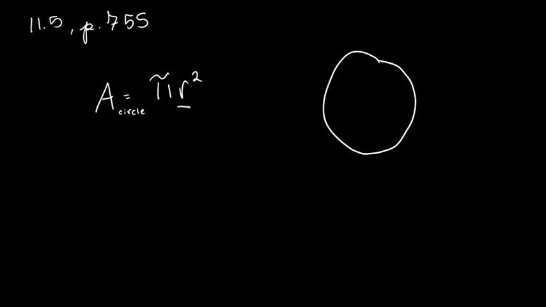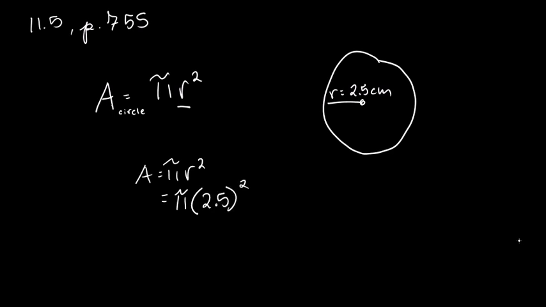We have a little thermometer or a scale of something, and it says that the radius is 2.5 centimeters. So all I need to do is go ahead and plug into A equals pi r squared. I need to plug in my radius, 2.5, follow PEMDAS, which means I need to square that first. So that is 6.25 times pi.